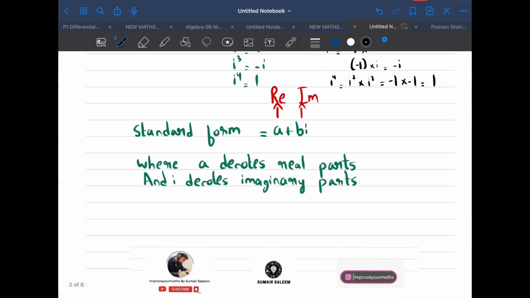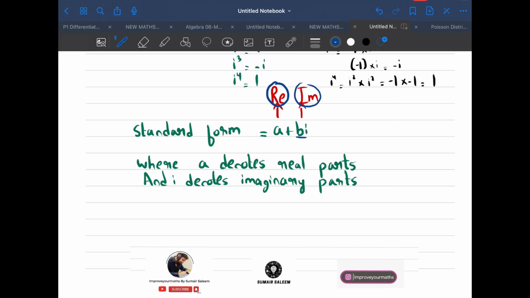Now, what's the standard form of complex numbers? It's a plus b iota. What's a? The real number, and that's the x-axis. And b is the imaginary number, that's what? Y-axis. The x-axis and y-axis part will be clearer to you in Argand diagrams.